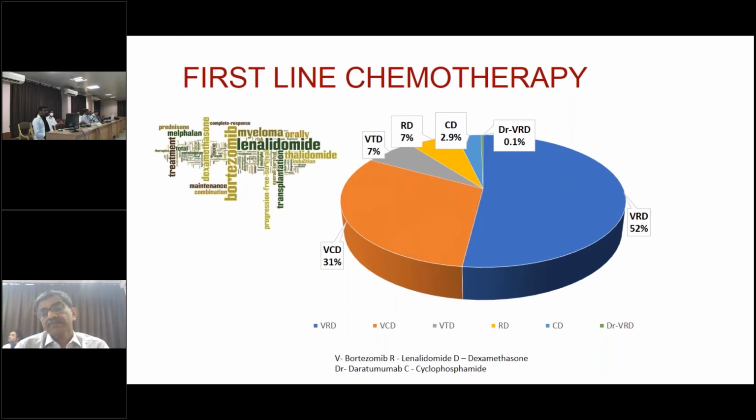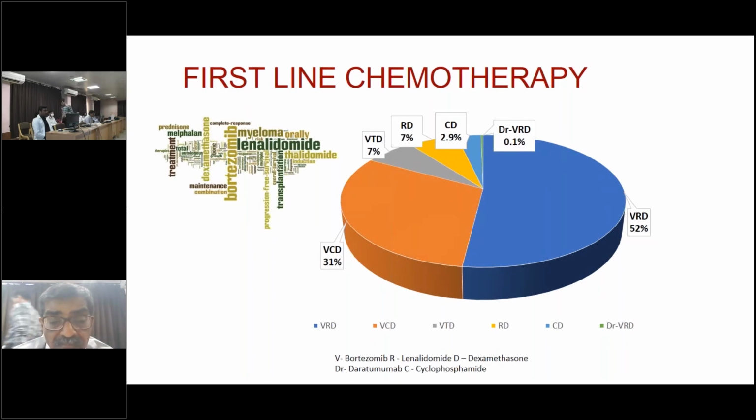So accordingly, the most common induction regimen that is followed in our department is VRD, which is a combination of bortezomib, lenalidomide, and dexamethasone, followed by VCD, particularly in those patients who have a renal impairment at baseline, because in those patients lenalidomide needs dose adjustment. VTD, that is incorporation of thalidomide, has taken a backseat, probably due to the higher incidence of neuropathy and suboptimal response rates compared to lenalidomide.